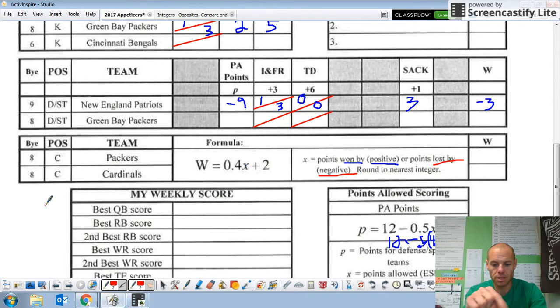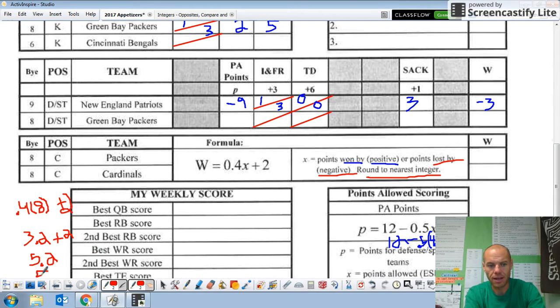So I'm going to plug 8 into this formula. Once again, remember, I'm using my finger on the mouse pad, so it's not very good. So we have 0.4 times the quantity 8 plus 2. I do 0.4 times 8, which is 3.2. I add 2 to that. Because of order of operations, I only do one operation at a time. I get 5.2, but it does say round to the nearest integer, so I want to round this to 5. So right here on the Packers, I'm going to give myself 5 points.